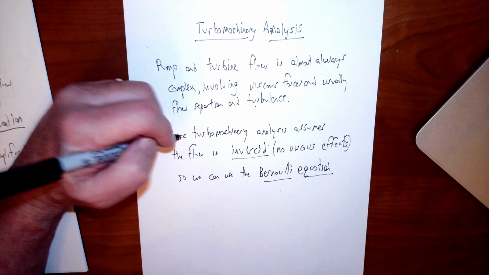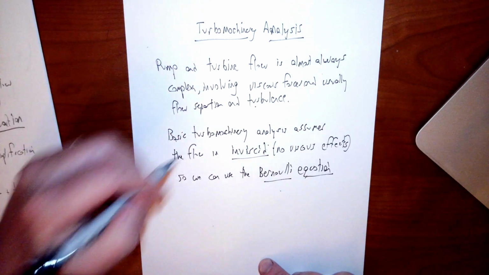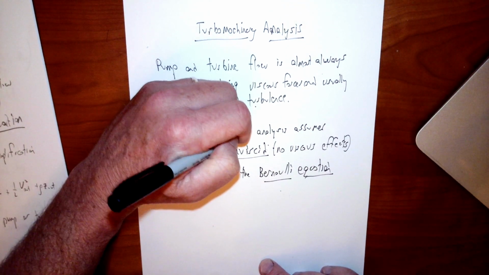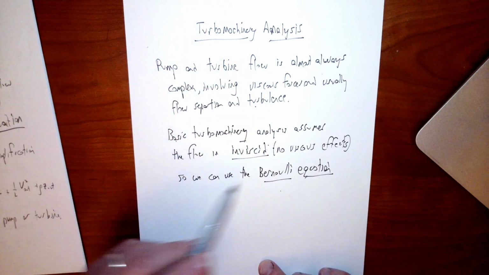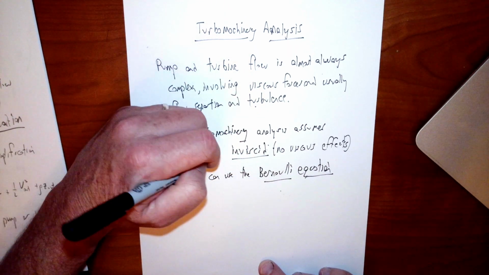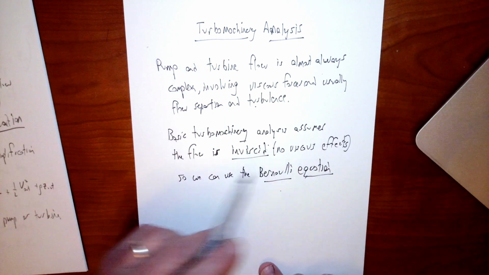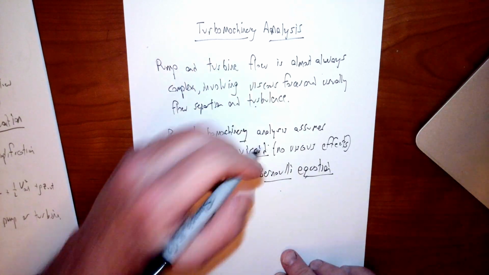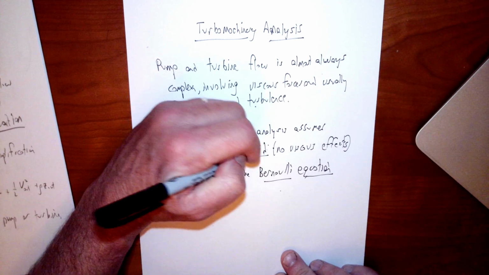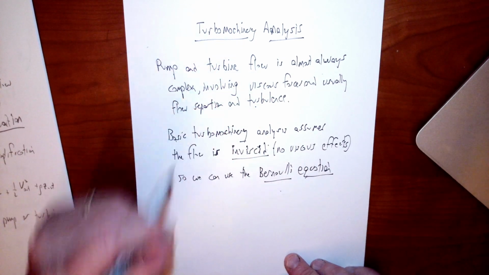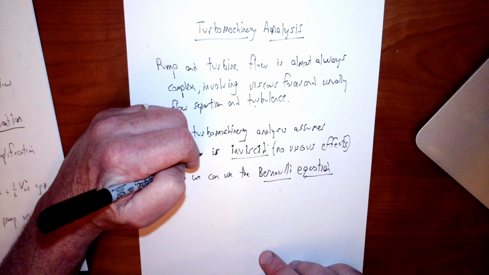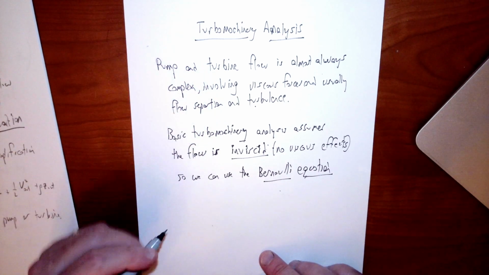So basic turbo machinery analysis, if you're just going to try to understand and model pumps, people assume that the flow is inviscid. So inviscid, of course, means no viscous effects. So that's completely wrong. But it allows us to understand what's going on in the pump and to begin to estimate how much power would be needed or what kind of pump we would need.